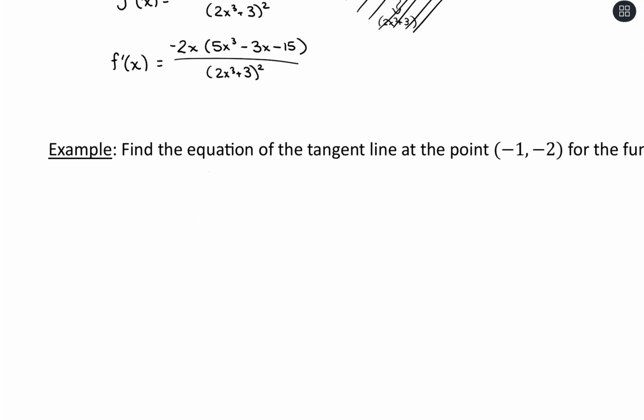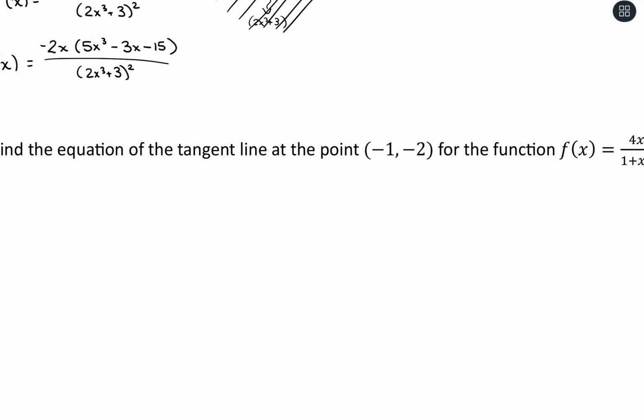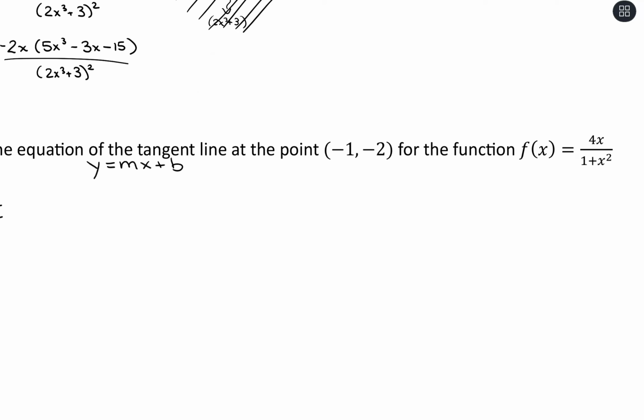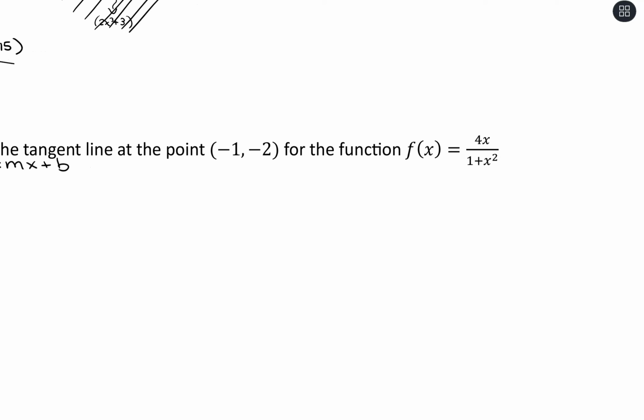Because our function, so f of x is equal to 4x over 1 plus x squared. We want to fill in the blank for this y equals mx plus b for this tangent line. We don't really care what f prime of x is.